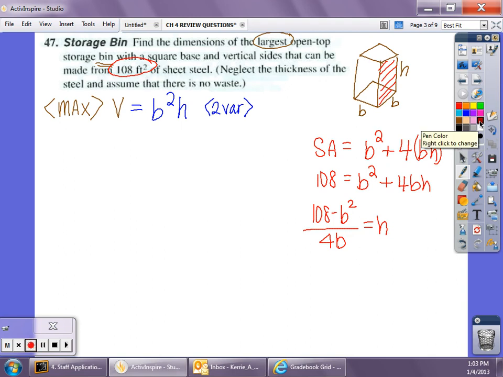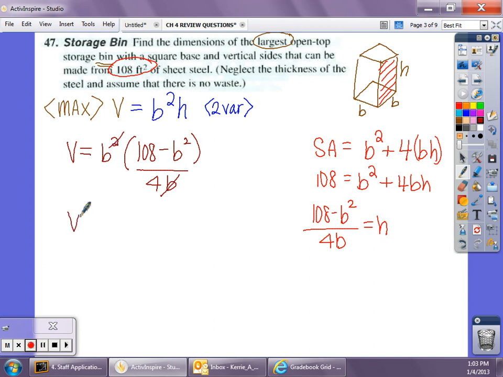So we're going to substitute that in. So b squared times 108 minus b squared, all over 4b. I'm going to cancel that b. You want to simplify if you can. So I get b times 108 minus b squared over 4.